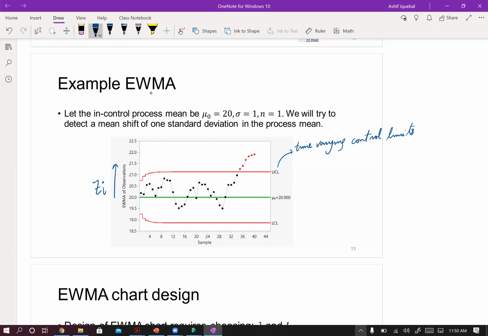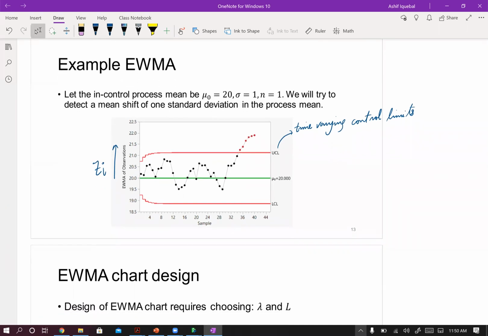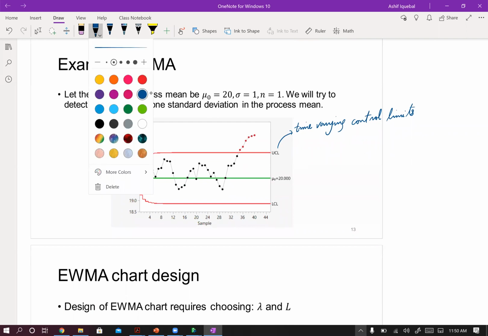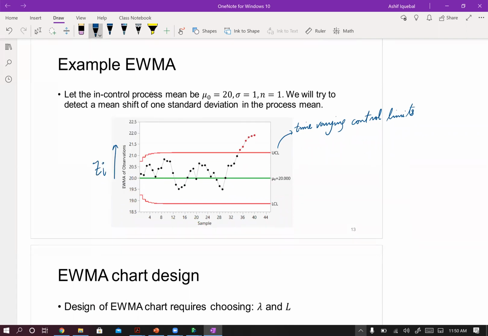After plotting this, you will notice that the control chart is indicating a shift somewhere around 34, 35, 36, 37, 38, 39. No, this is 35. So at sample 35, it is indicating a shift.